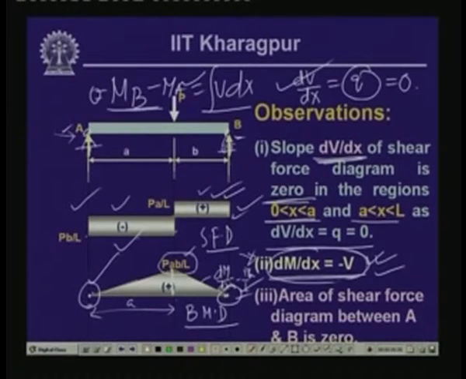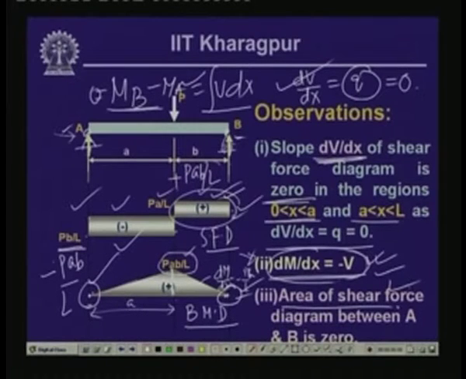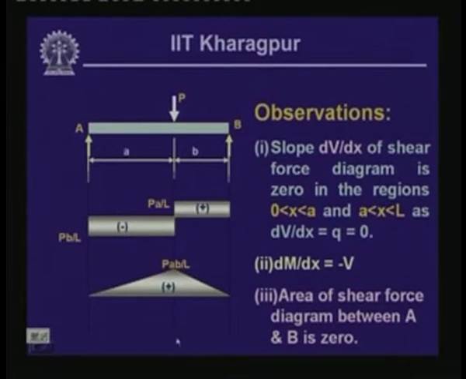Now, let us look at the shear force diagram between these two points. Here this is Pb/L, which is negative, multiplied by a. So this is minus Pab/L, and over this region we have Pa/L multiplied by b, which is plus. So we have plus Pab/L. If we sum them up, this gives us 0. So again this satisfies that the area of the shear force diagram between A and B is equal to 0. So these are the observations from this particular diagram.